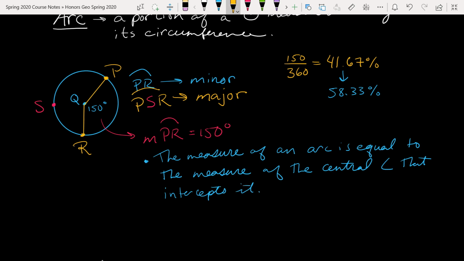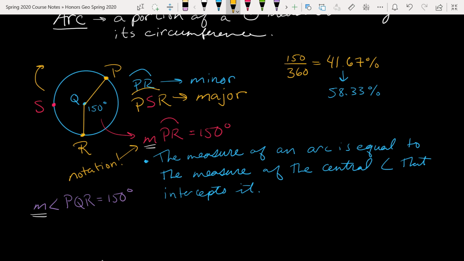Now, once again, I want to make sure that you're aware of the notation here. Remember when we talked about the measures of angles, we use the lowercase m to denote measure. Well, in this case, when we're saying that the measure of the central angle also tells us about the measure of the arc itself, we're going to use the same lowercase m to tell us about the measure of arc PR, since the angle and the arc measure there are so closely related.